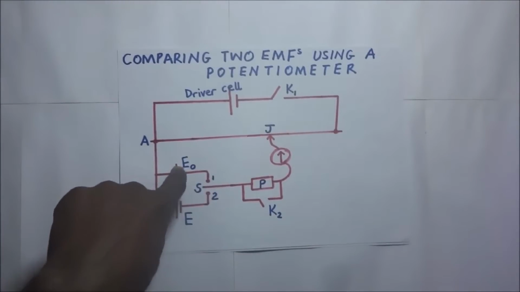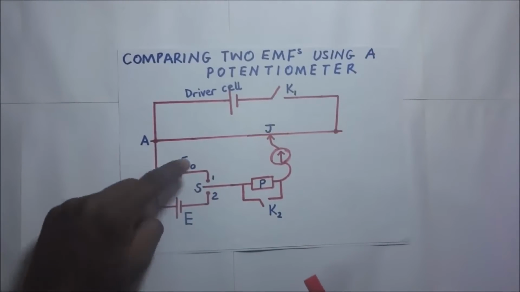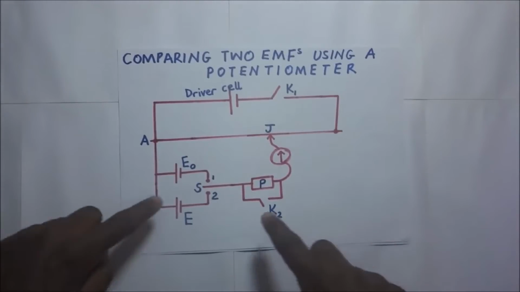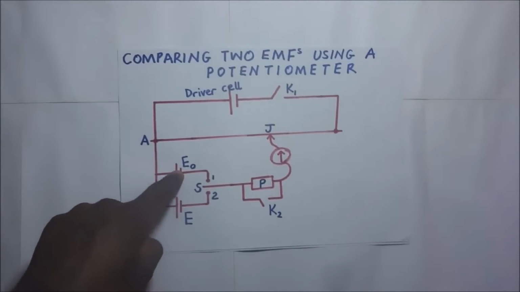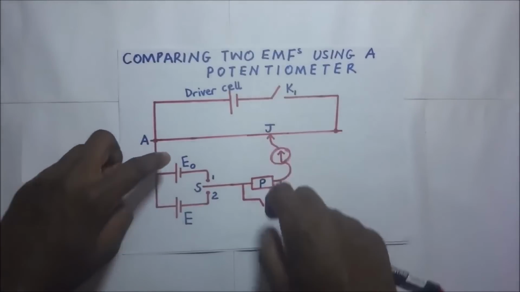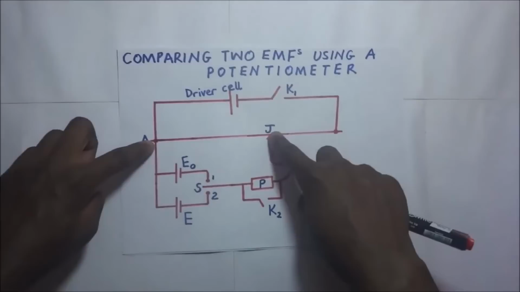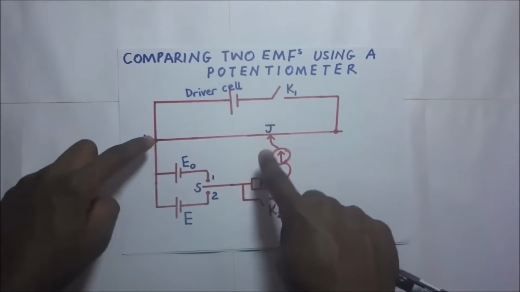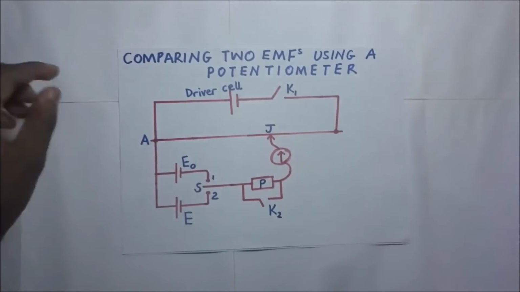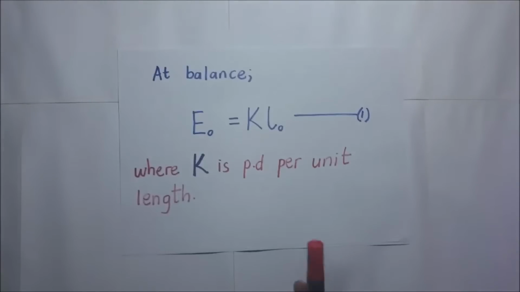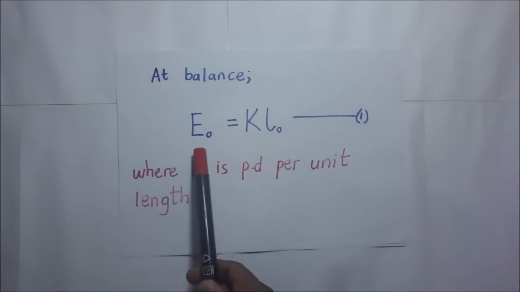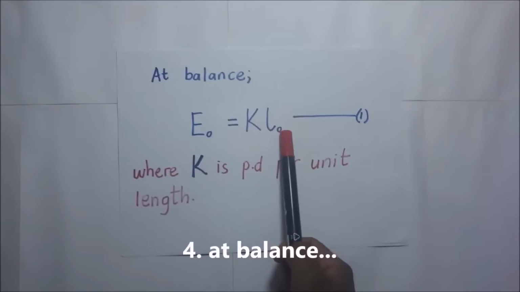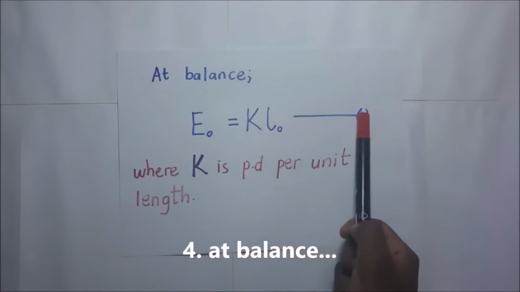And definitely we will go ahead and write our equation: at balance, this EMF E0 is going to be equivalent to the potential difference across the balance length, and since that is the balance length L0, it is L0 times the PD per unit length. And this is exactly what we are talking about. When we first obtain the balance point, E0 is equal to the PD per unit length times L0. That is our first equation, equation 1.